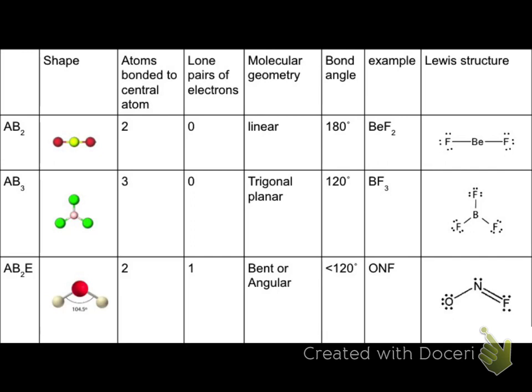The second type that we have is an AB3 type. So this would be 1 central atom with 3 atoms bonded to it. No lone pairs yet. The furthest away that those atoms can get from each other is by going to the corners of an equilateral triangle, which means that the bond angle between them will be 120 degrees. An example of this type of molecule would be BF3, where you have 1 boron atom in the middle and 3 fluorines surrounding it.